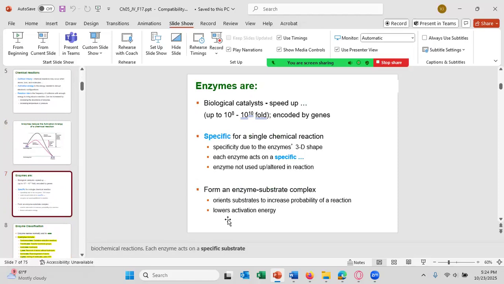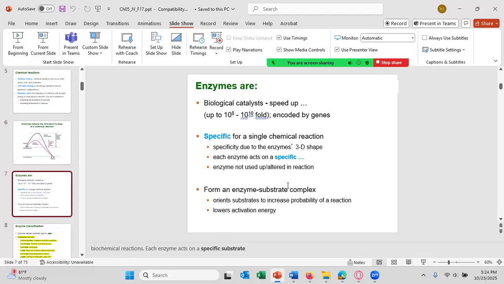Enzymes are not used up or altered in the chemical reaction. So when the enzyme converts one substrate to a product, and then the product is released, that enzyme can then bind to another substrate, converting it into a product. So enzymes are not used up or altered in the chemical reaction.